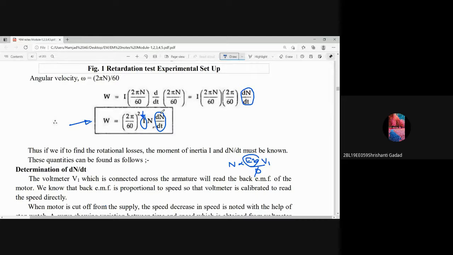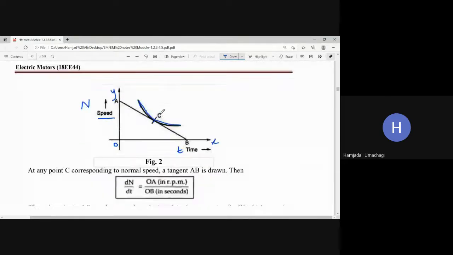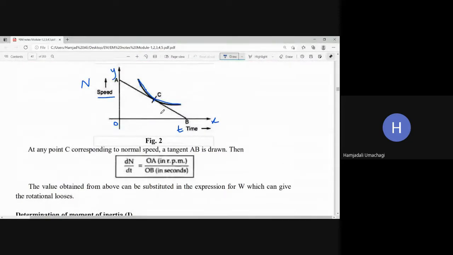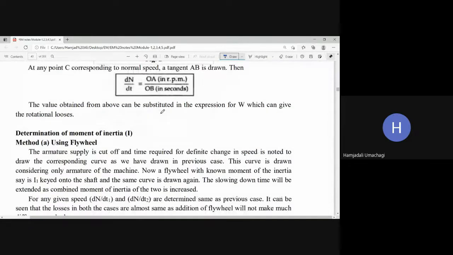What remains is the inertia of the armature. I should calculate the inertia, right? In order to calculate that inertia, there are two methods. Let us see what those two methods are. In the exam, try to understand, they may ask directly, with a neat sketch, explain a retardation test. If that is the case, then whatever I'm explaining till now, you need to explain completely. Or sometimes they may ask a problem related to the retardation test. Or for 5 to 6 marks, they may ask the question: explain the two methods to calculate moment of inertia in a retardation test.